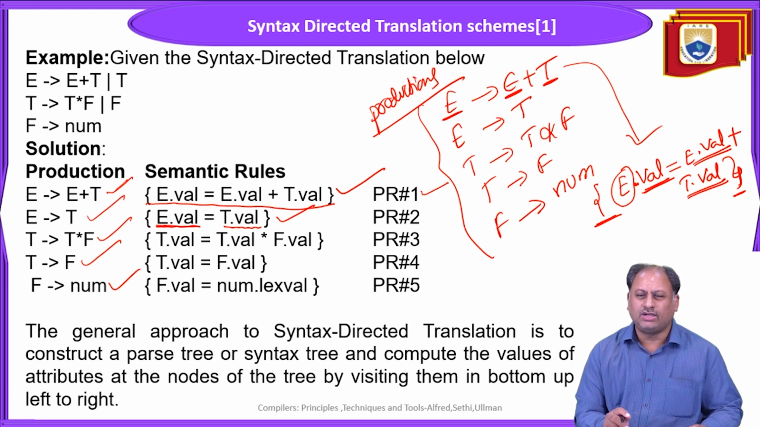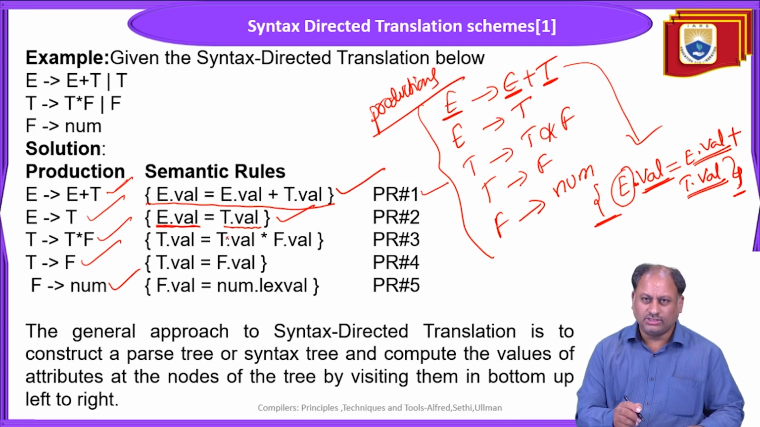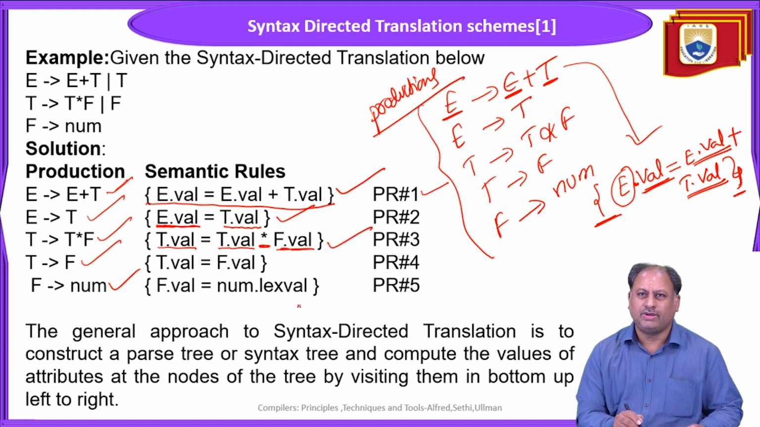So it is nothing but an attribute association with the grammar rule. In the previous part we discussed the definition. Now comes the third, that is T star F. T derives T star F. The association is T dot val for the left hand side, and the right hand side is T dot val, and we have to keep the star operator as it is, F dot val, and then close the curly brackets.